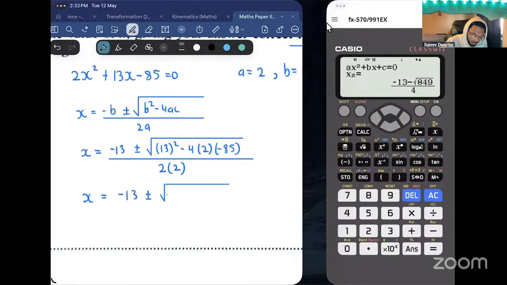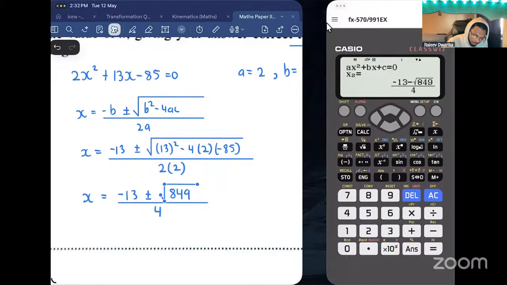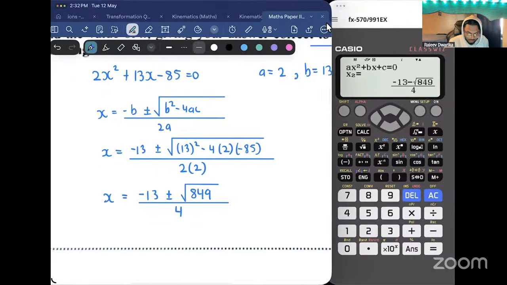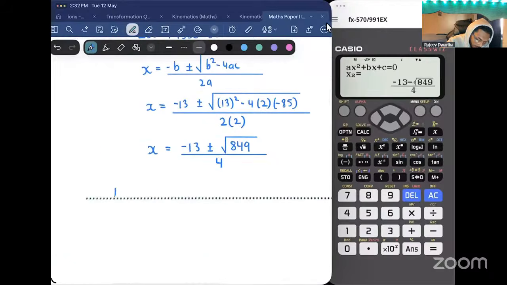Could you help verify that? That will get 849. Verify that, right, guys? 849. Okay, now we get 849, right? And we're going to have two solutions, a positive and a negative solution.